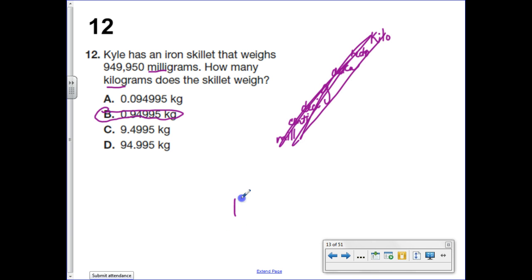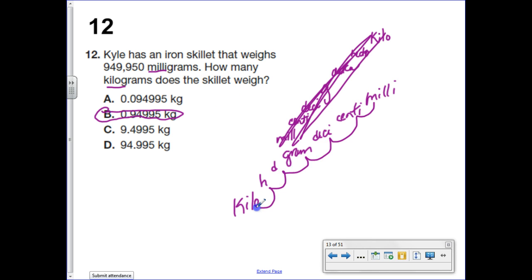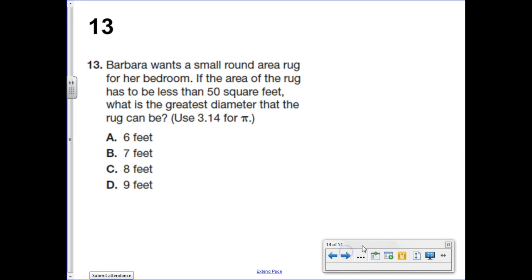When we built it, I put kilo at the bottom, so then it was more of, here's gram. And then you can slide your decimal point, deci, centi, milli. Here we go. And basically, because it's in powers of 10, you're going from milligrams down this way, 1, 2, 3, 4, 5, 6 decimal places to the left, and you should choose B.